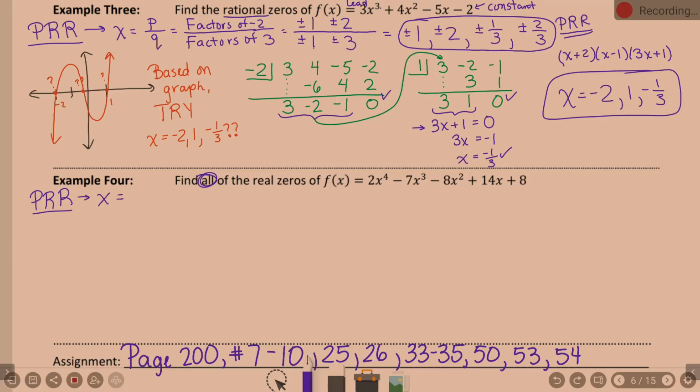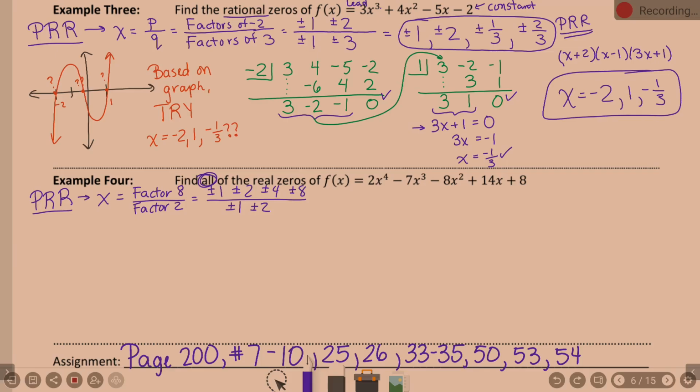PRRs on top. Factors of 8 over factors of 2. Are you okay with Brody's answers there? So what are factors of 8? Plus minus 1, plus minus 2, plus minus 4, plus minus 8. What are factors of 2? How was 8? 1 times 8 is 8. 2 times 4 is 8. That's where all those numbers came from.